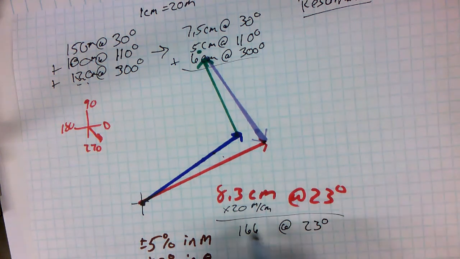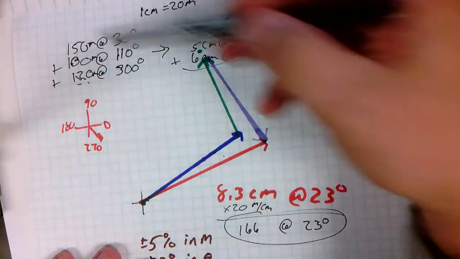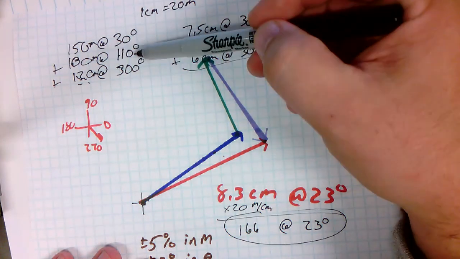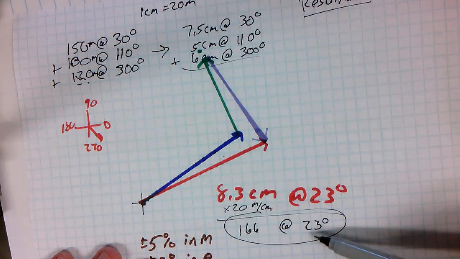So what's the answer to the question of what's 150 at 30, 100 plus 100 at 110 degrees, and 120 at 300 degrees? The answer is 166 at 23 degrees.